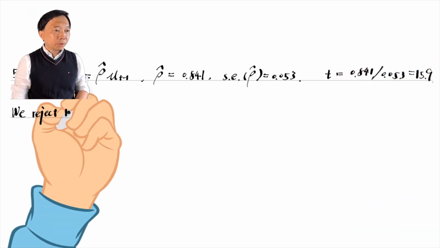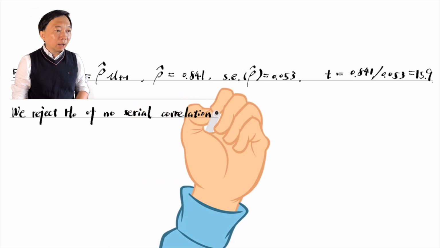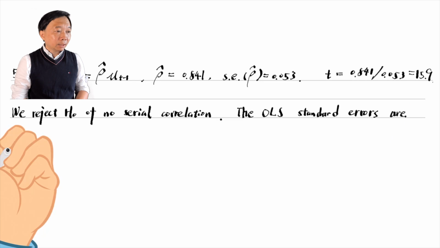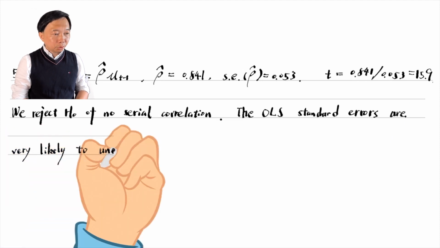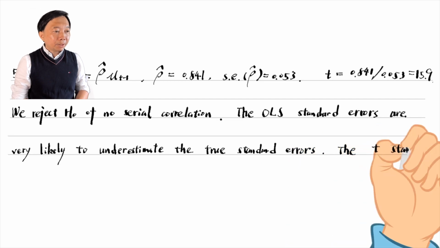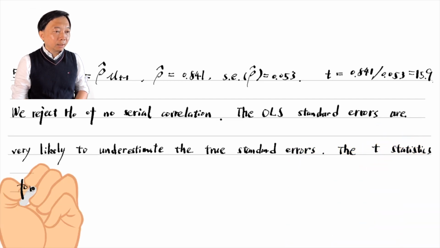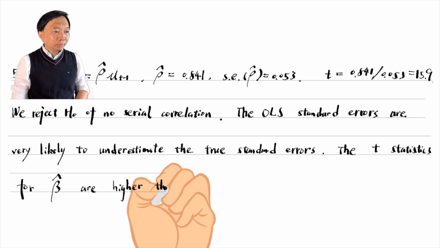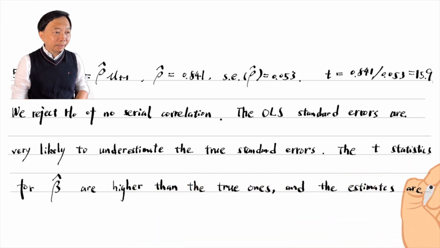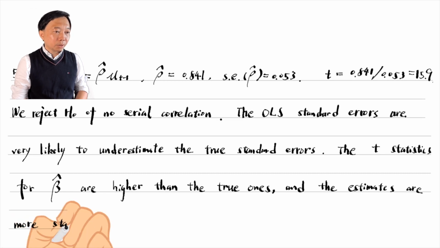15.9, which is high enough to reject the null hypothesis of no serial correlation of the error term. With serial correlation, the OLS standard errors are very likely to underestimate the true standard errors. The t-statistics for beta hats are higher than the true ones, and the estimates are more statistically significant than they actually are as a result.